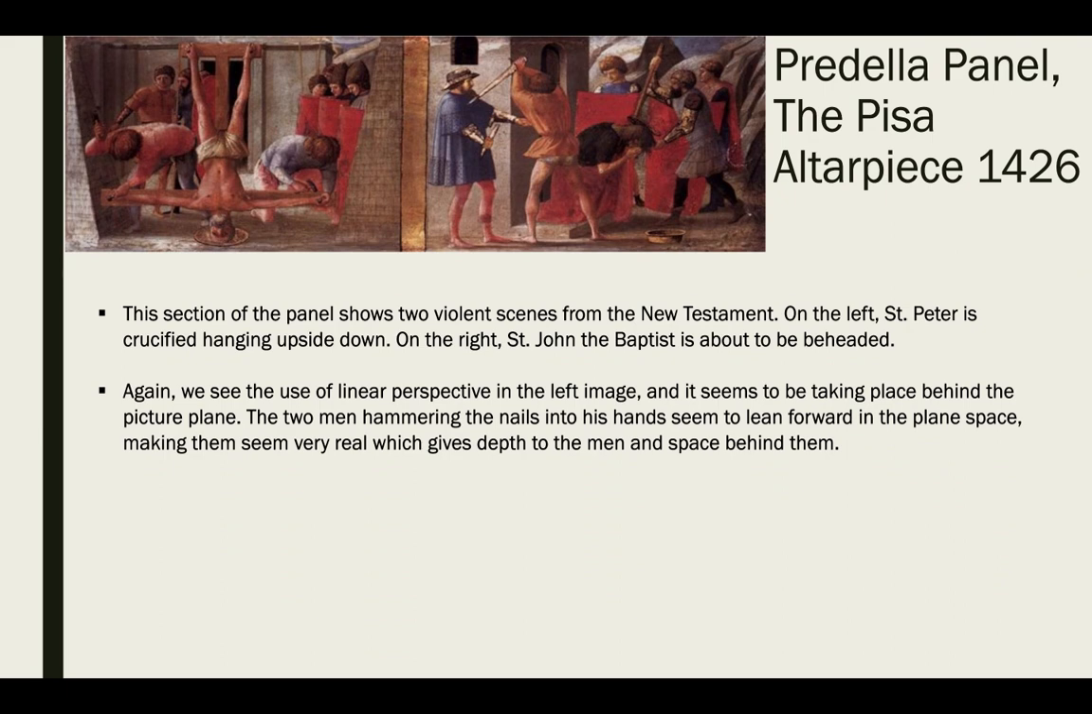Again, we see the use of linear perspective in the left image, and it seems to be taking place behind the picture plane. The two men hammering the nails into his hands seem to lean forward in the plane space, making them seem very real, which gives depth to the men in the space behind them.